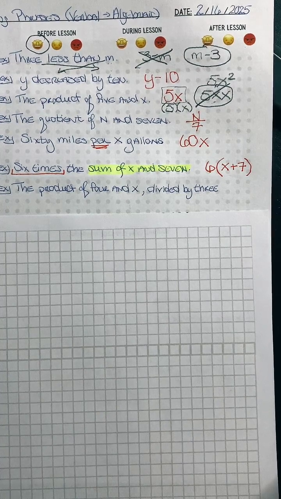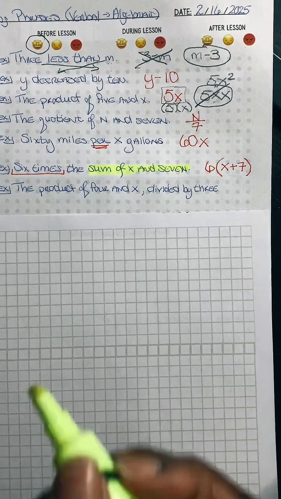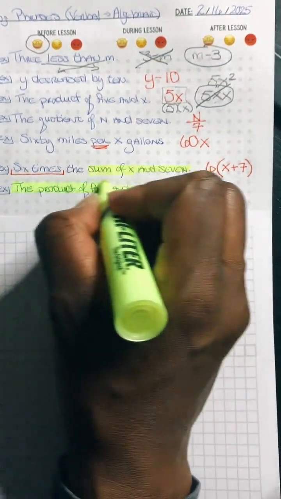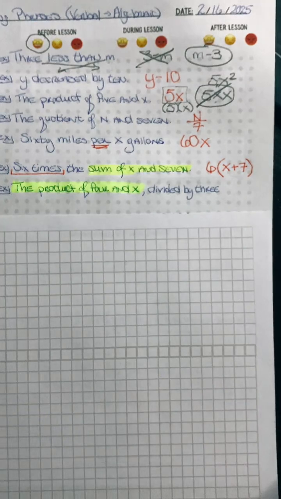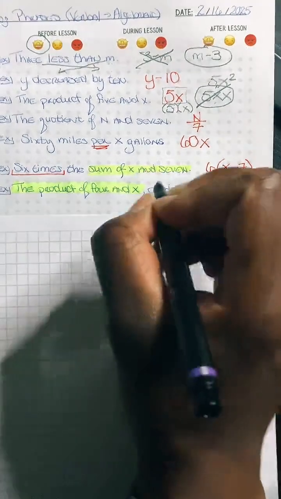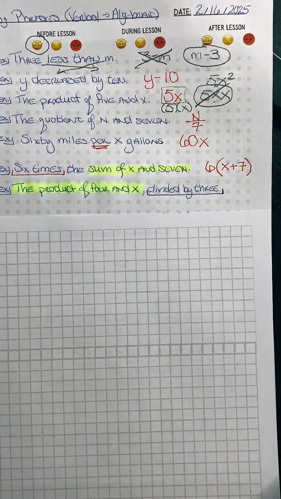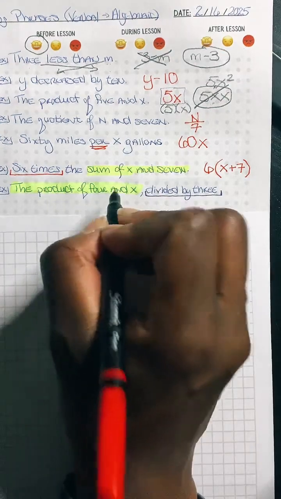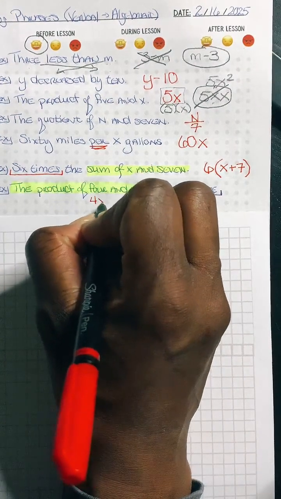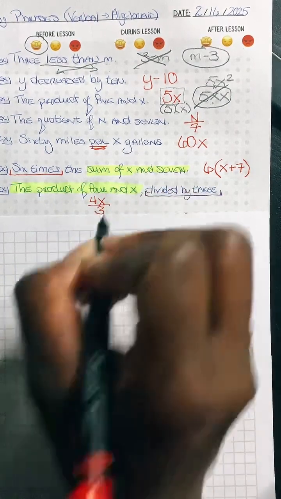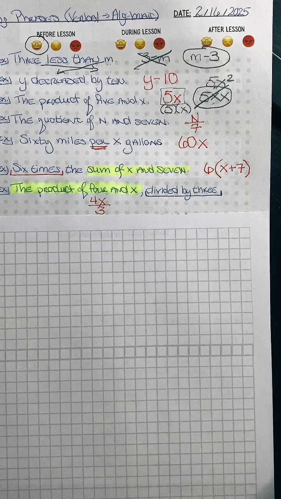Yeah, that was fun. 4x over 3. Yes. So we got two things going on here. We have the product of 4 and x, so that's one thing. And then they're saying divided by 3. That's the other thing. So yes, product means multiplication, so you have 4x. And divide it by 3. So that means the whole thing is being divided by 3.